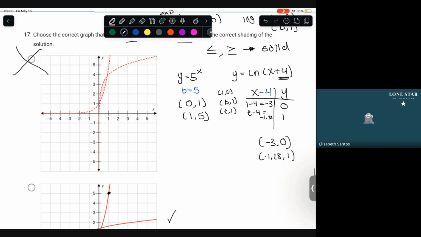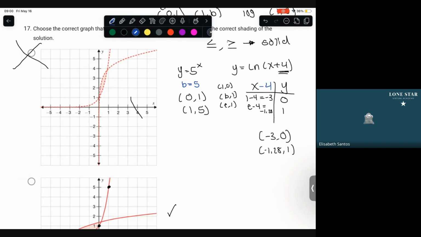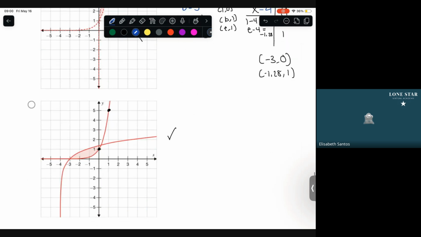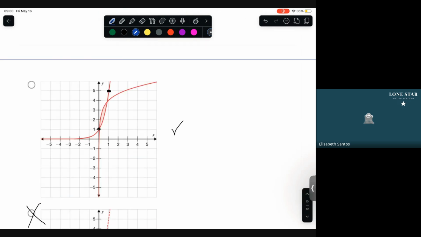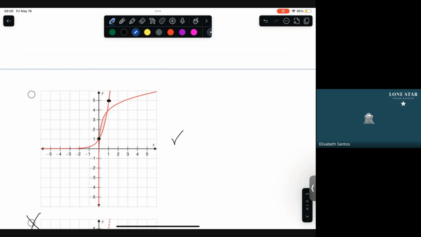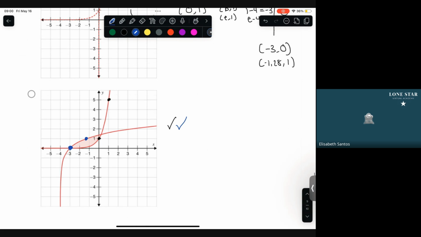Okay, so let's look for those points. So we have negative 3, 0, and then negative 1.28, 1, which is about there. So that one's a possibility. And then again, 3, 0, and then negative 1.28, 1. So not this one. So this is our answer right here.